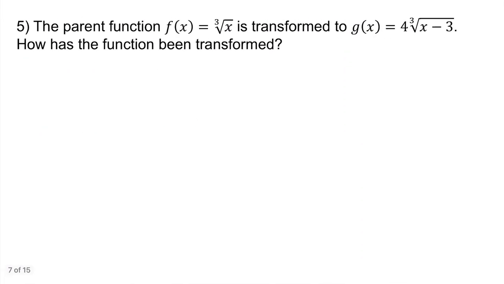So now here it says the parent function f of x equals the cube root of x is transformed to g of x equals 4 cube root of x minus 3. So notice here I have two transformations, right? I have this and then I have this minus 3. So the 4 in front, that means a equals 4. So here I have the absolute value of 4 equals 4, which is greater than 1. So this is going to be a vertical stretch.